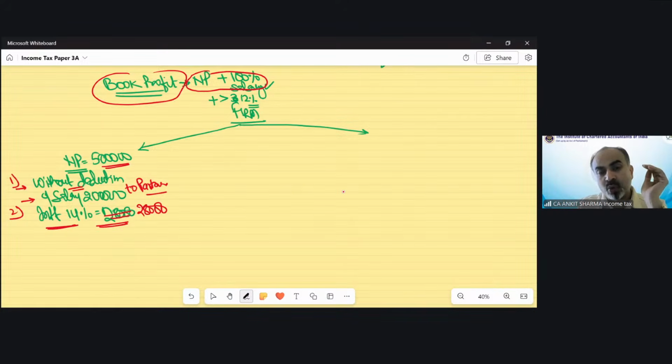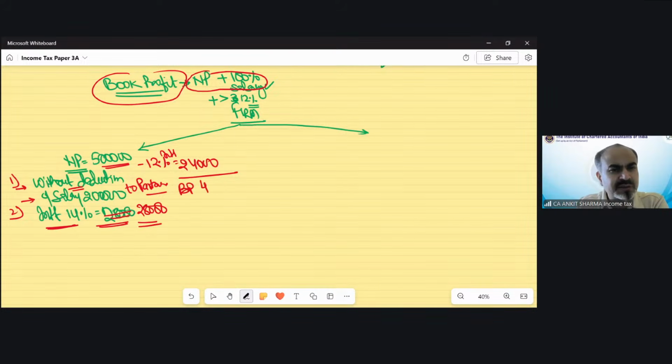Then what do I need to do? Has this 14% been allowed yet? No. If it had been allowed, then the excess 2% I would need to add back. But because it has not been allowed, I will just reduce 12% of interest. So if 14% is equivalent to 28,000, that means 12% would be 24,000. So the remaining would be my book profit, that would be 76,000.